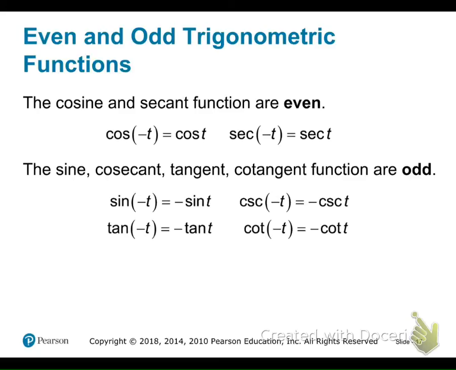Okay, so again, we see these are even. So cosine and secant. And remember that secant is 1 over cosine. So that makes sense. They go together. And then we have sine and tangent. And then that's their reciprocals, which are going to be odd. Notice how they change.